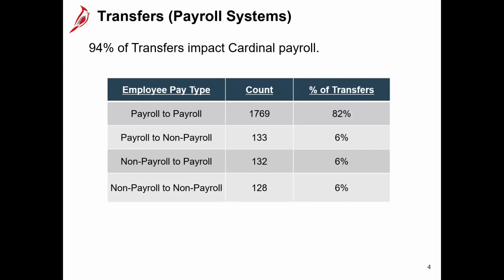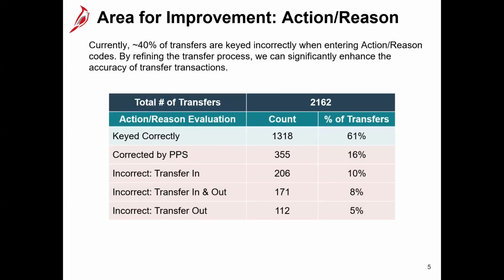Now, areas for improvement as far as transfers: what we found in evaluating all of the transfers that happened since our go live is that about 40% of them are keyed incorrectly in an action reason combination. So by really focusing in on trying to correct those errors, we can really enhance the accuracy of the transactions. And what that really means is making it easier on our associates, because when we get those action reasons incorrect for one reason or another, that impacts their ability to use their health insurance, and we want to avoid that.